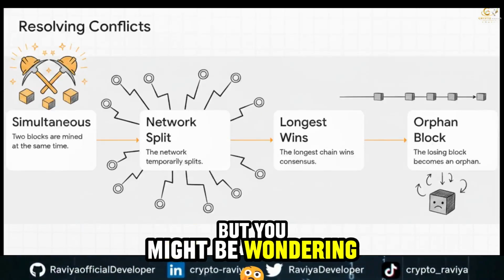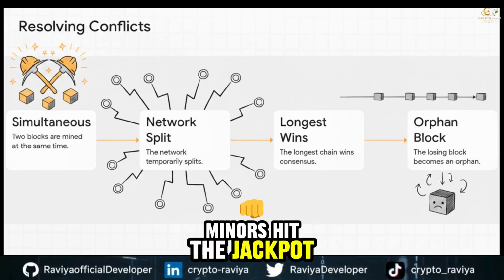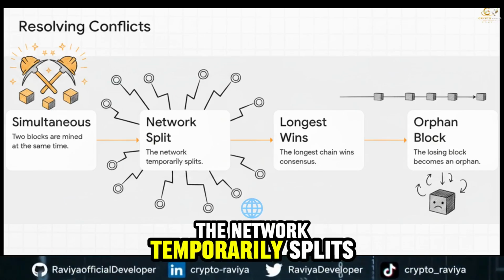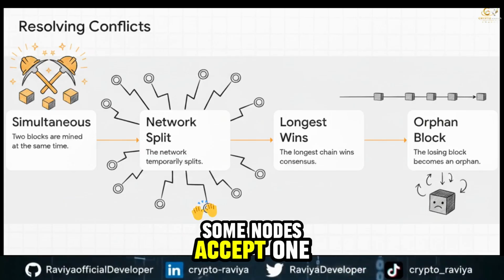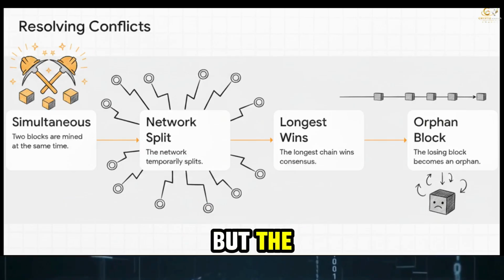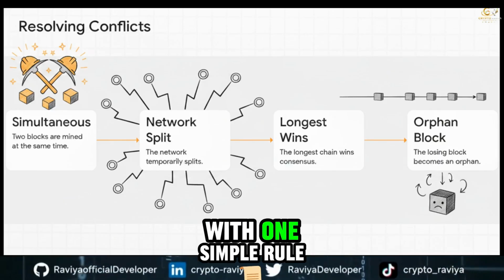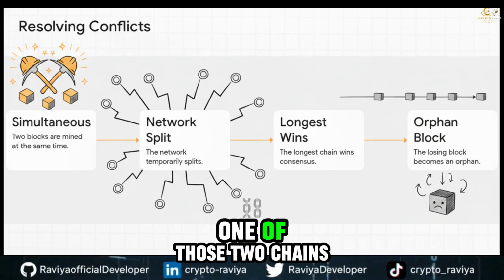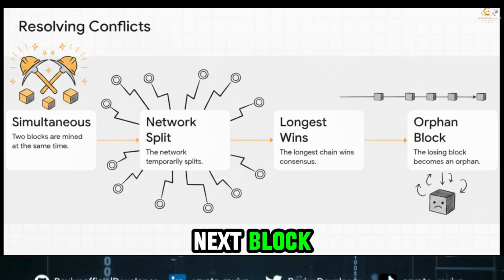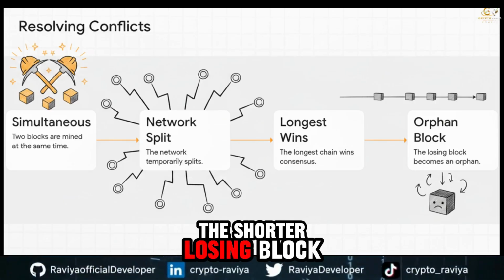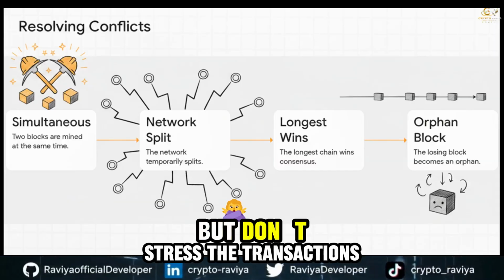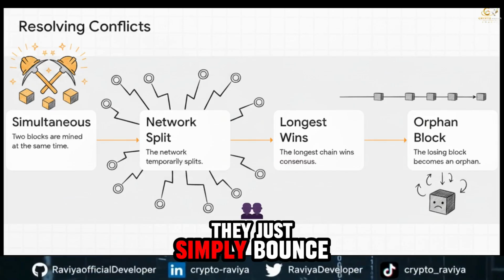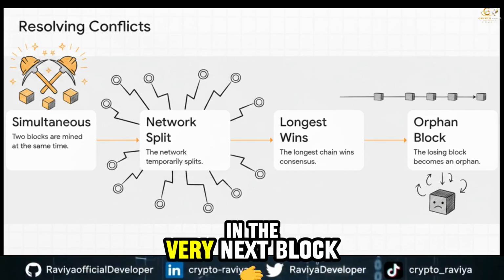But you might be wondering, what happens if two miners hit the jackpot and find a valid hash at the exact same millisecond? Well, the network temporarily splits. Some nodes accept one block and others accept the other. But the protocol resolves this beautifully with one simple rule. The longest chain wins. As miners keep working, one of those two chains will eventually get the next block added to it first. The shorter, losing block becomes an orphan block. But don't stress, the transactions inside that orphan block aren't lost forever. They just simply bounce back to the mempool to be picked up in the very next block.